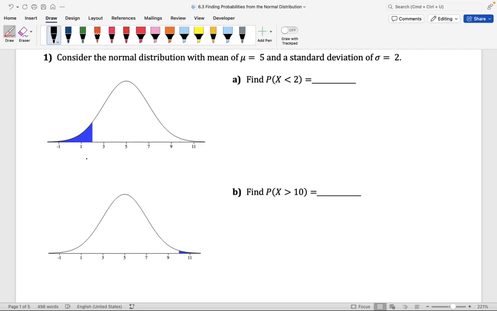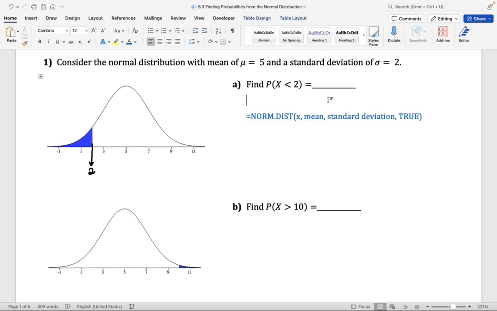The curve here on the left gives you a visual of that probability. The probability of x being less than 2 is the area under the curve below x equal to 2. If you're using Google Sheets or Excel, you're going to click on an empty cell and type in equal norm.dist. This stands for the normal distribution. Then you open a parenthesis and enter the x value, comma, the mean, comma, the standard deviation, and then another comma and type in true.